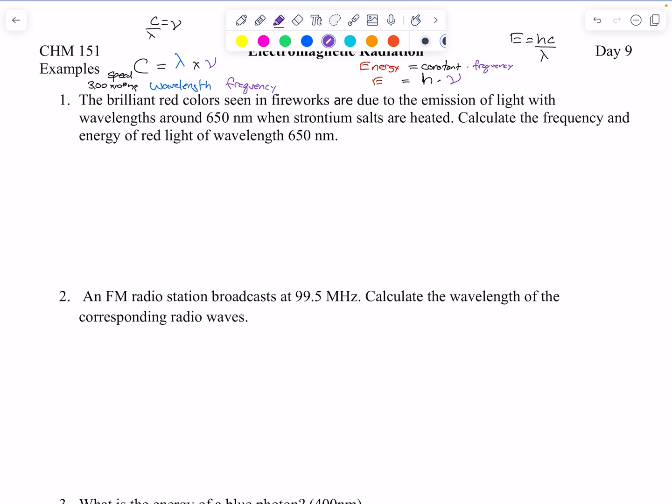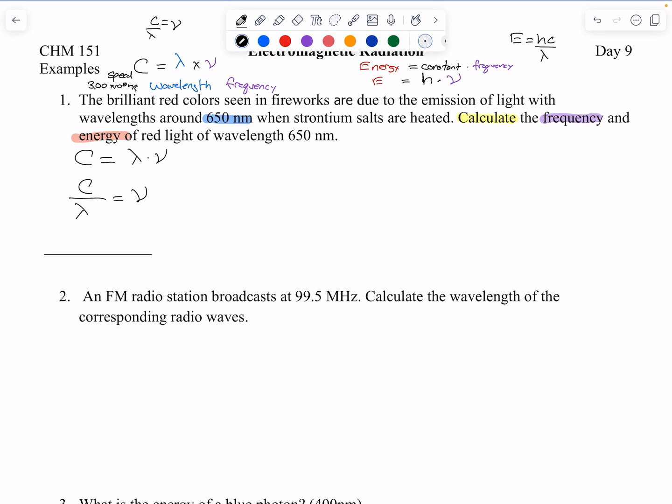And so the first one, I'm looking. The verb is calculate. The brilliant red colors seen in fireworks are due to the emission of light with wavelengths around 650 nanometers when strontium salts are heated. Calculate the frequency and energy of the light of 650. So I'm going to go c equals lambda nu. We know what c is, and we're looking for the frequency. So again, nu is c divided by the wavelength.